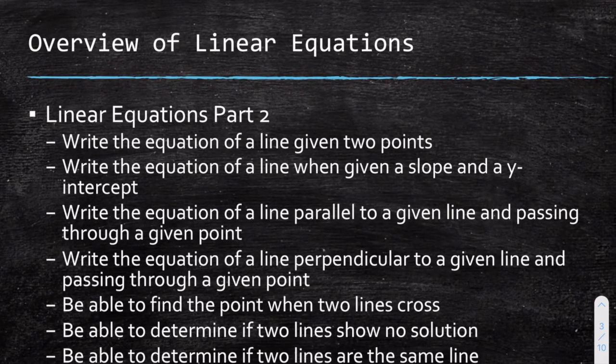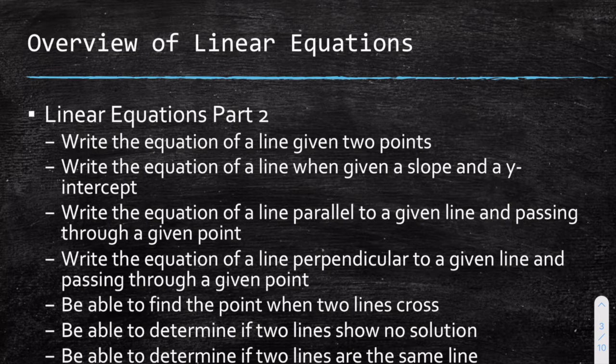Beyond that, now we're going to get into really working with the idea of writing equations of lines. In the homework, there were a couple of places where we did have you already do that, but in part 2 here, we're going to be focusing on writing the equation of a line when you're given 2 points, writing the equation of a line when you're given a slope and a y-intercept, writing the equation of a line that is parallel to a given line and passing through a given point, and writing the equation of a line perpendicular to a given line and passing through a given point. You need to also be able to find the point where 2 lines cross, be able to determine if 2 lines show no solution, and be able to determine if 2 lines are the same line.